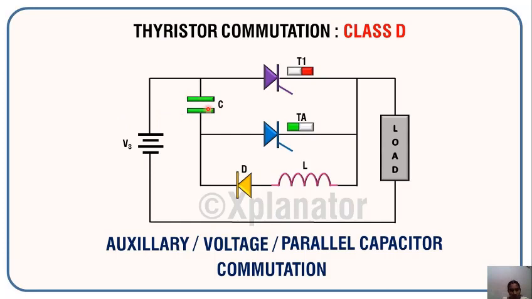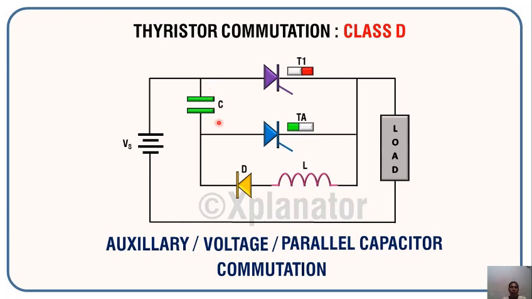Once it is discharged completely, the load current is flowing through this path, and again once this capacitor is charged with upper plate positive and lower plate negative, TA turns off. Once it is fully charged, this gets turned off. So we get the initial condition: T1 and TA both are off and the capacitor is charged with upper plate positive.